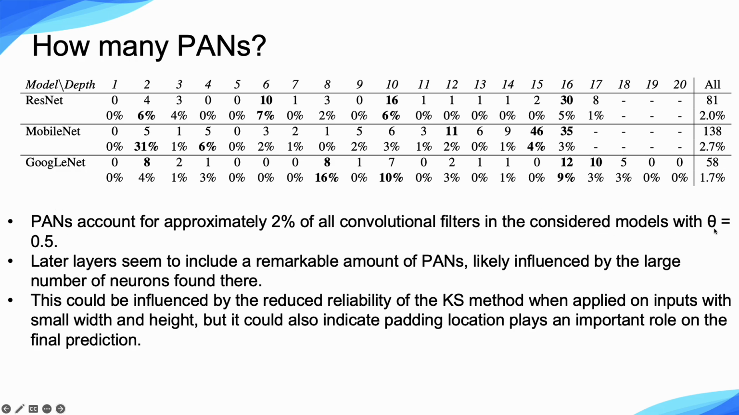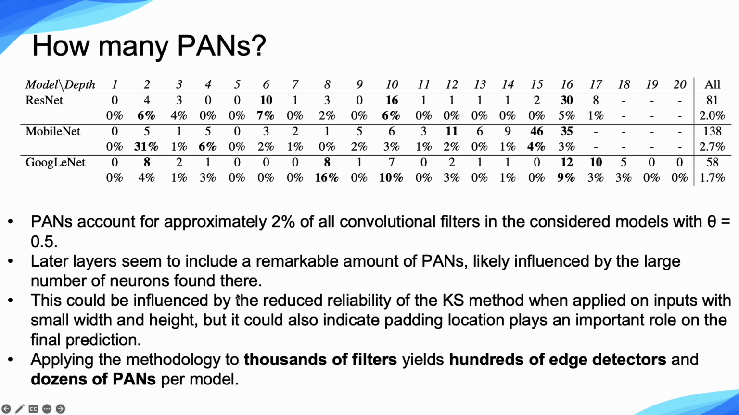theta 就是它定义的 threshold。那刚刚有说要找 pen 有2个条件，就是 ks test 的那2个条件。那它就是 ks test 出来的值要大过0.5，那它才算这样。So applying the method to thousands of filters yields hundreds of edge detectors and dozens of pens per model.